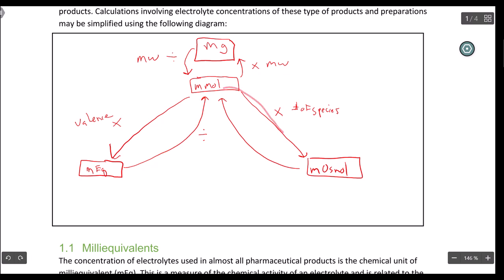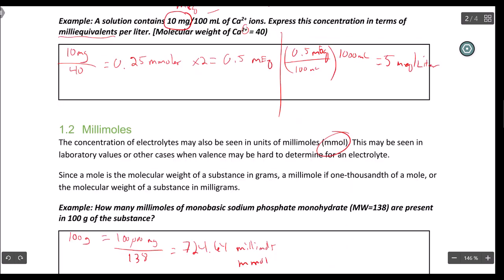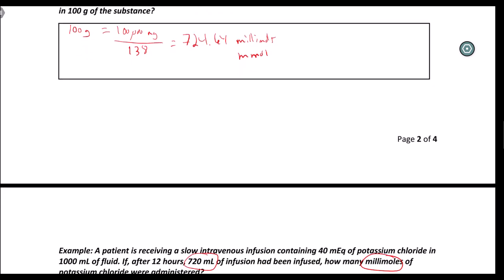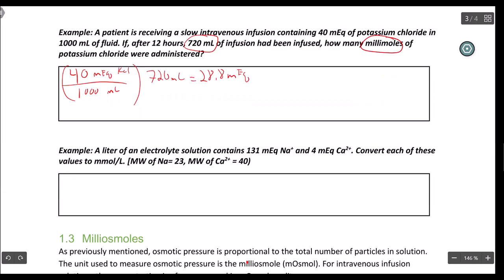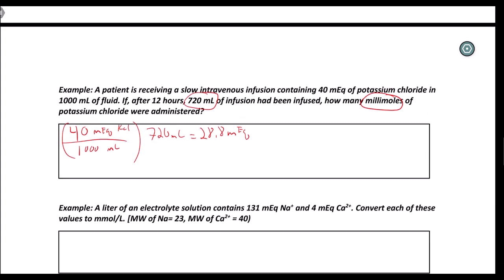So let's see what we have here. We are going to divide by valence. The valence of potassium chloride, total number positive or negative, is 1. So this is going to be divided by 1, which is the valence, and now we've got 28.8 millimoles. And we want to go from millimoles down to milliosmoles. We multiply by the number of species in solution.